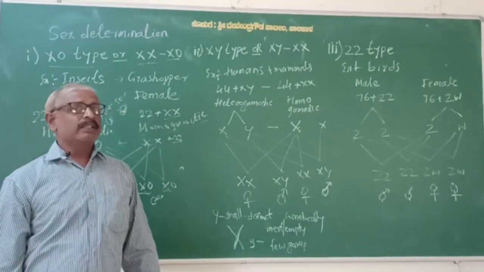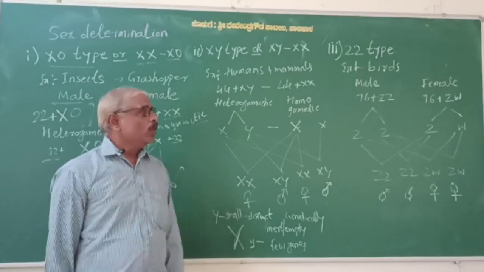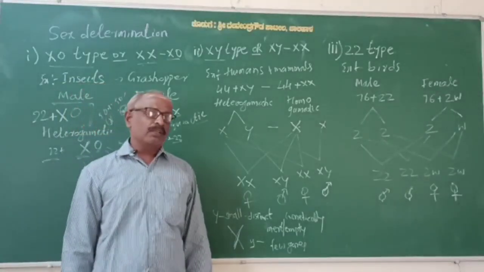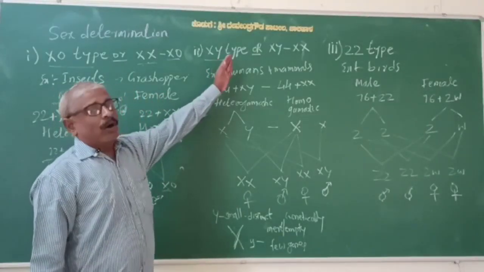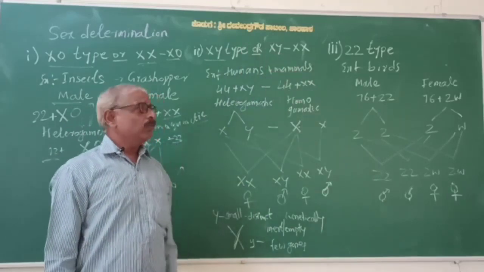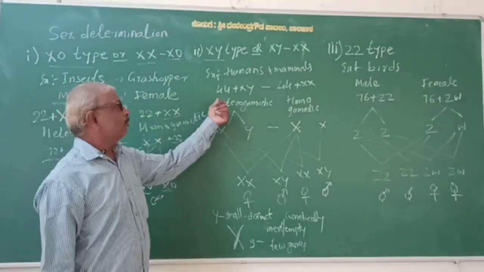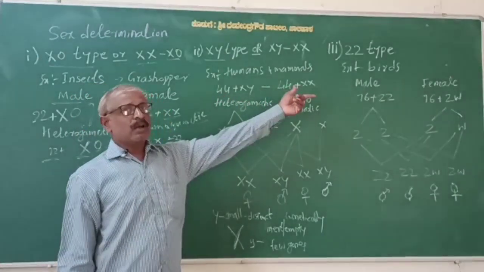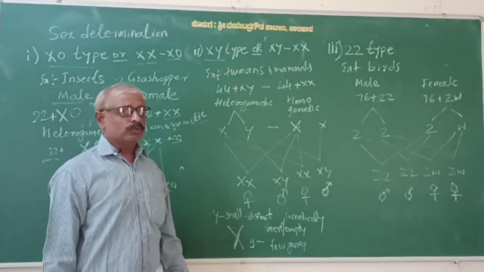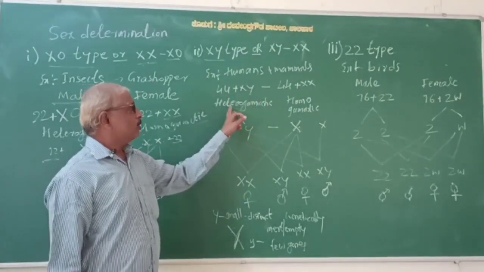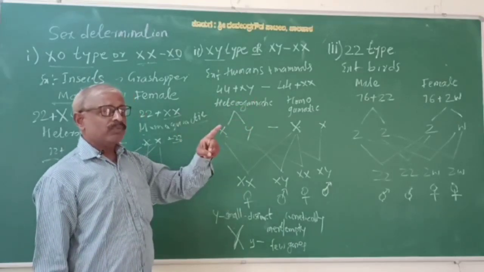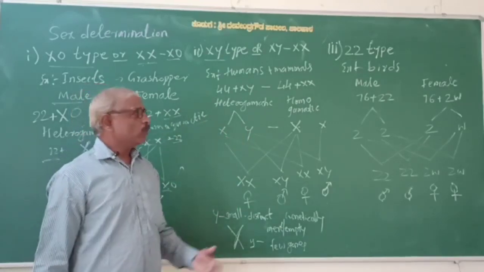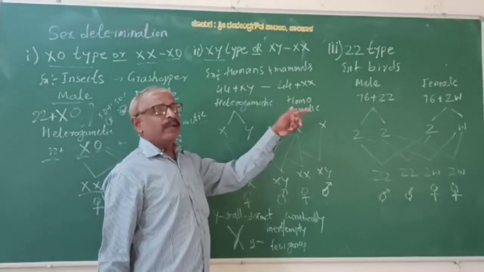Let us see how sex determination happens in human beings and mammals. We call this the XY type, or the XY system. As you know, 44 are the autosomes, and here XX are the allosomes in the female, and XY in the male. The male is heterogametic because it produces two kinds of gametes: 50% carrying the X chromosome and another 50% carrying the Y chromosome. So it holds different kinds of allosomes.